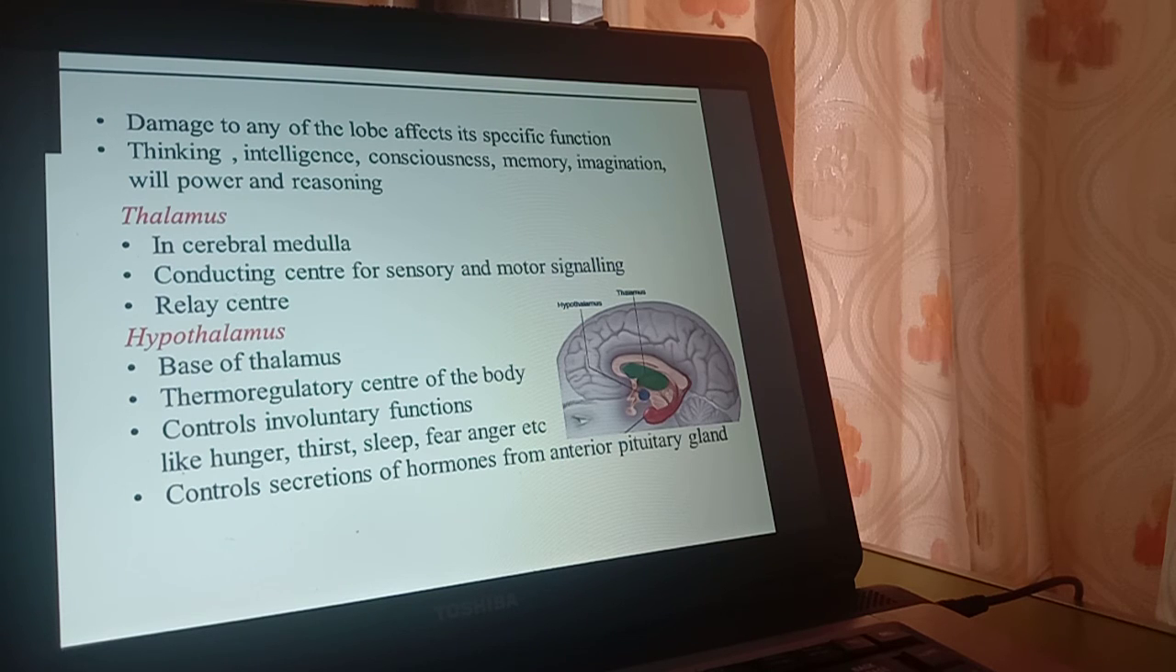Next is the hypothalamus, which is at the base of the thalamus. This is the thermoregulatory center of the body, so temperature regulation is done by this. It also controls involuntary actions like hunger, thirst, sleep, fear, anger, etc. And it also controls the secretion of hormones from the anterior pituitary gland.